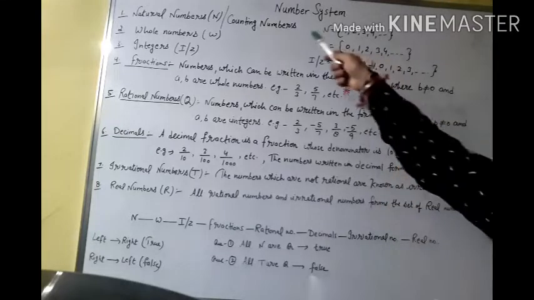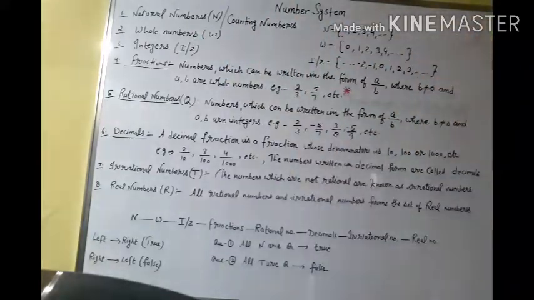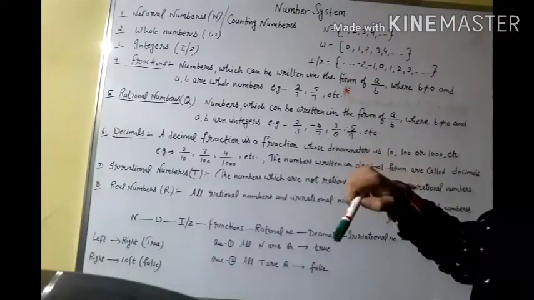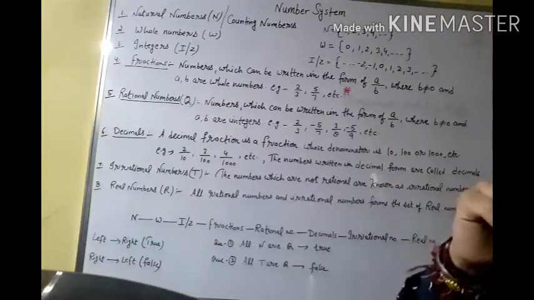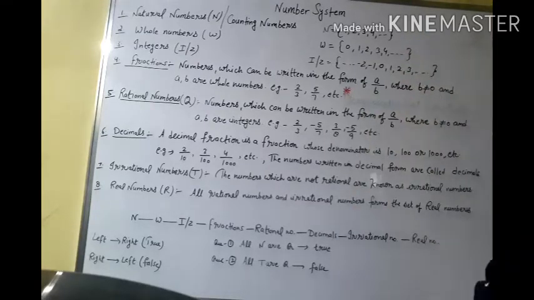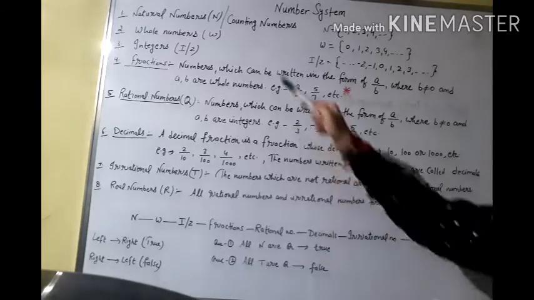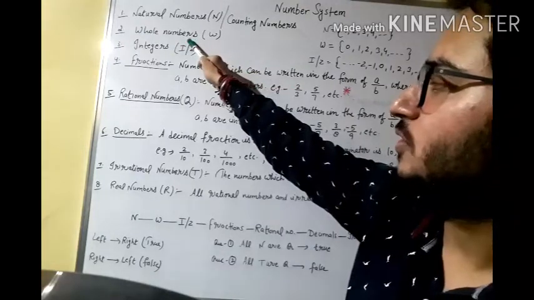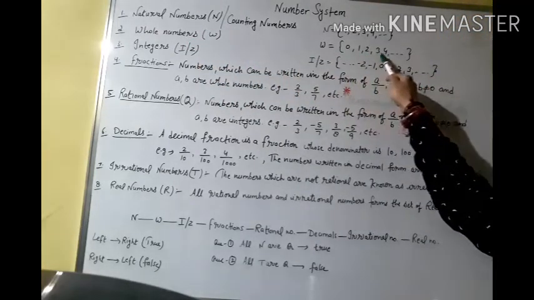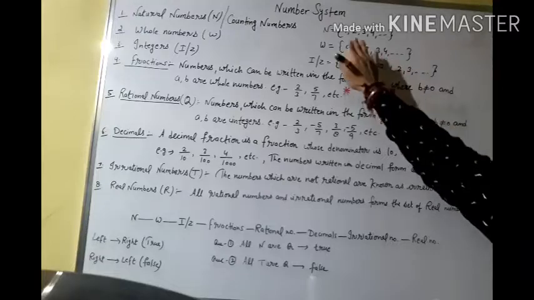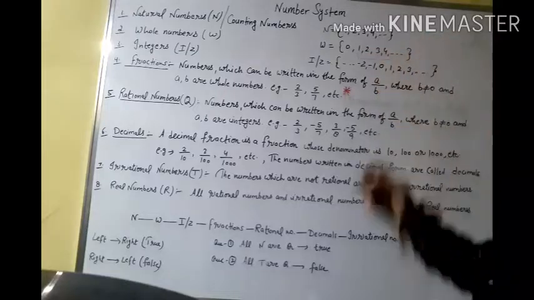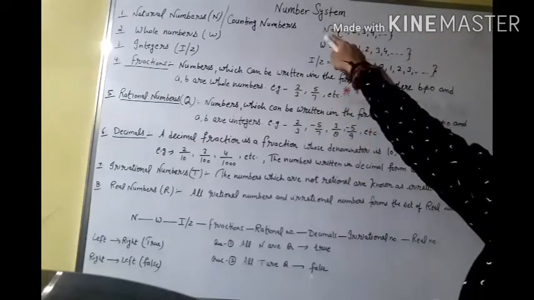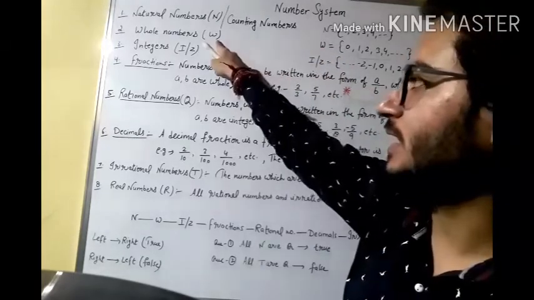Now the second number set is whole numbers. Why do we need whole numbers? Because when we subtract 1 minus 1, the answer is 0, but we don't have any specific name which we can assign. So we have introduced a new set of whole numbers. It contains 0, 1, 2, 3, 4 and so on. Except 0, all the numbers are natural numbers. And when we include 0 in the set of natural numbers, the set of whole numbers is obtained.